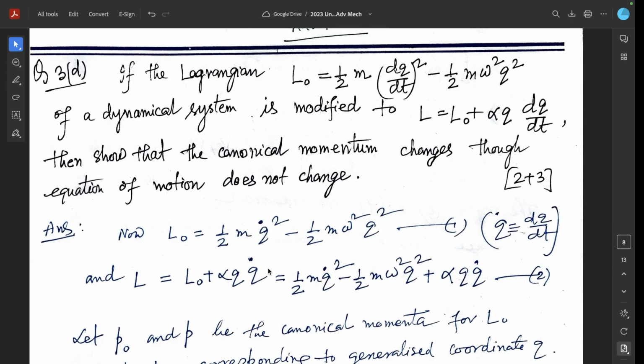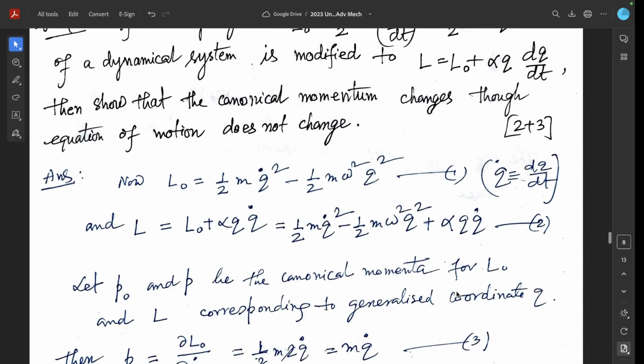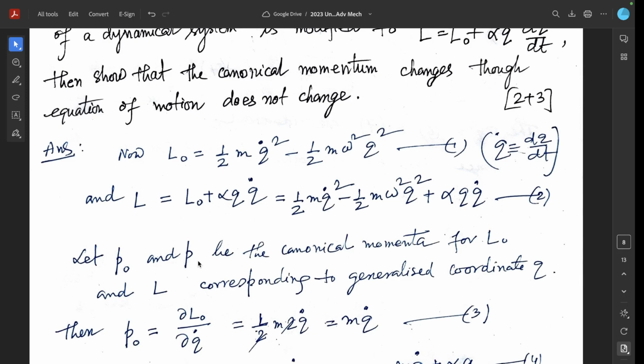Here L0 is equation 1, and L equals L0 plus alpha q q dot, where q dot means dq/dt. So we have two Lagrangians, first L0 and then L. Let p0 and p be the corresponding canonical momenta for L0 and L corresponding to the generalized coordinate q.